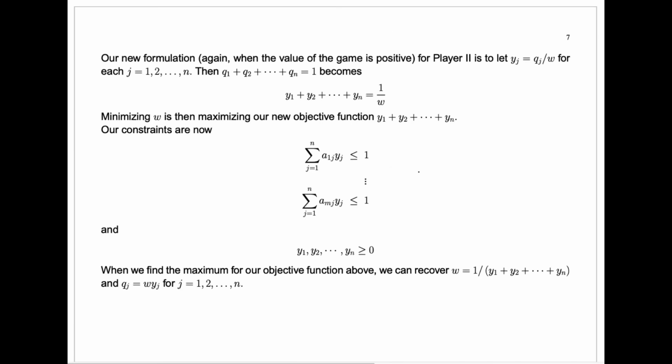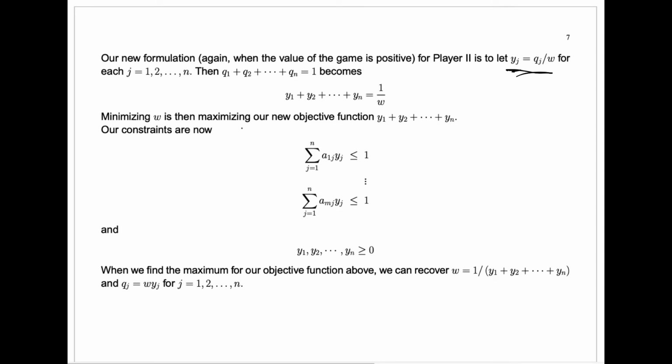Doing the exact same thing from player 2's perspective, instead of this new variable w that we added, as long as w is positive, we divide each of the q's in the probability vector for player 2 by w and create new variables y1, y2 up to yn. And just like before, the sum y1 plus y2 up to yn will now be 1 over w if the y's are defined like this.